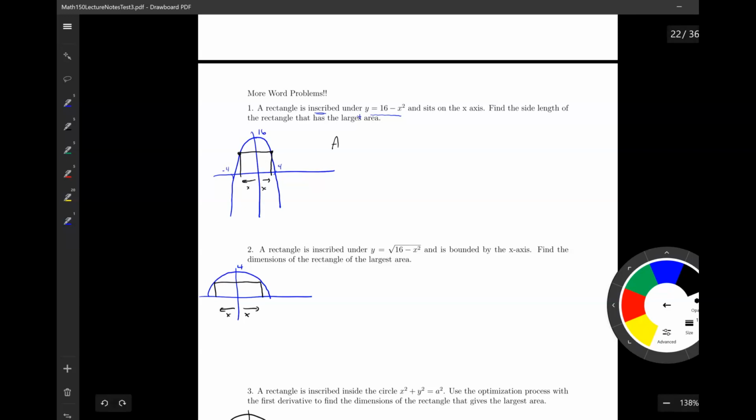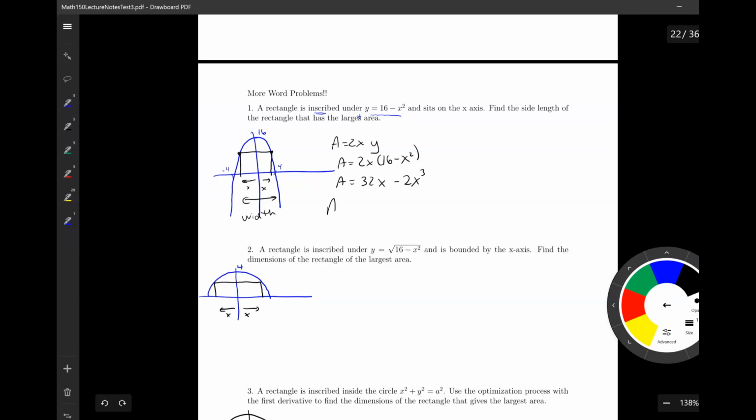So the area of my rectangle will be this whole width, which would be 2x, right? The width of the rectangle would be 2 of these x's. The height of the rectangle would be the y value. And I know what the y value is. It's 16 minus x squared. All right, so I'm going to multiply that out. So 32x minus 2x cubed.